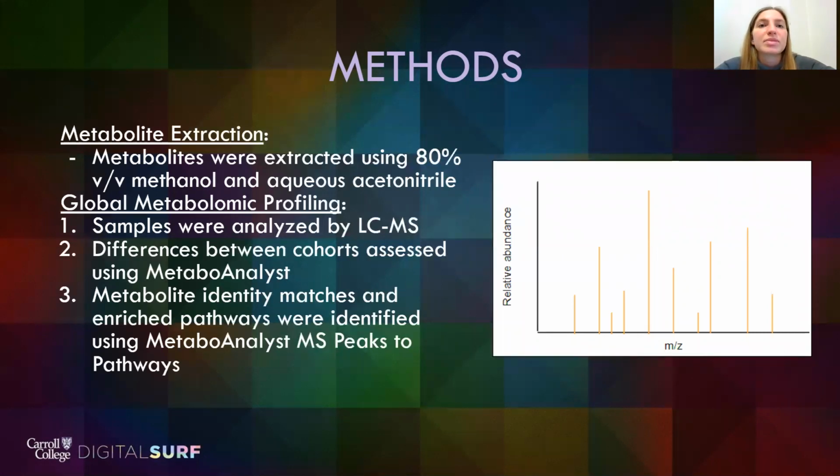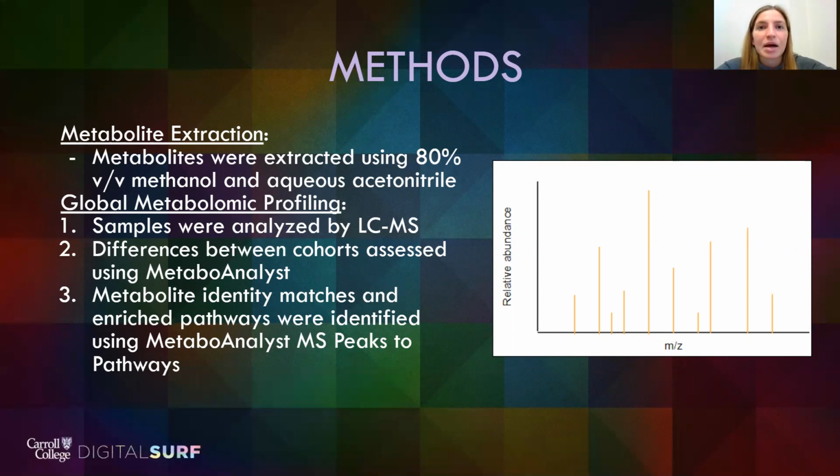So to extract our metabolites, we submerged the cells in liquid nitrogen in order to break them open so that we could gain access to all of the metabolites. Cellular debris was removed through centrifugation, and we mixed the metabolites with 80% volume-to-volume methanol to extract them, and then mixed them with aqueous acetonitrile to get rid of all of the undesired proteins.